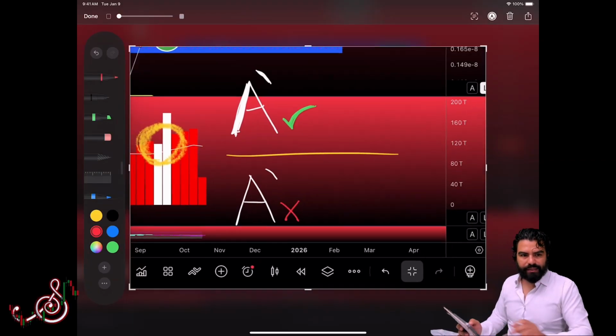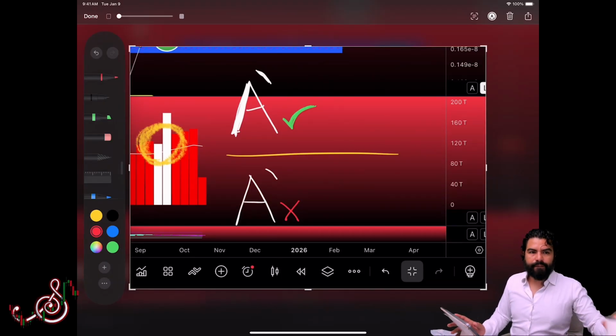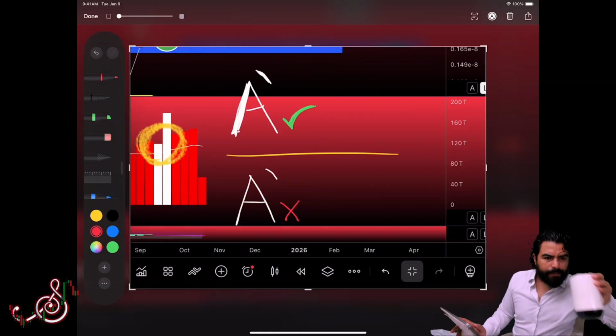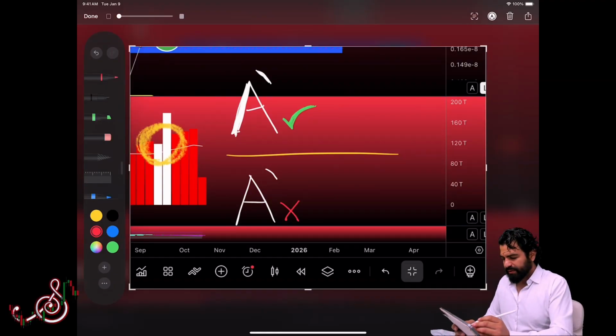Okay, one's a winning condition and one's a losing condition. Does anybody remember the word for the winning condition? What is it? Okay, the word is absorption. Absorption. Supply must be absorbed.